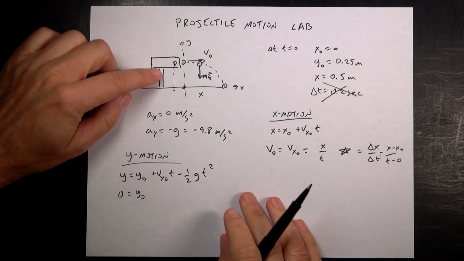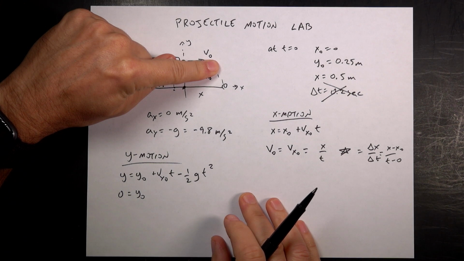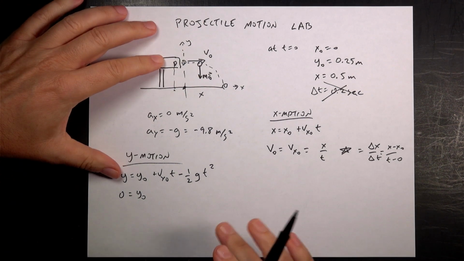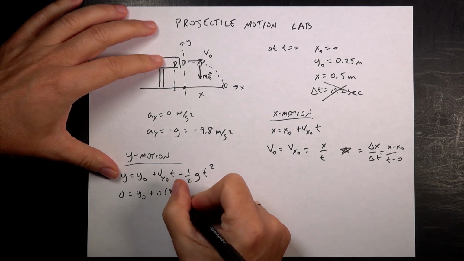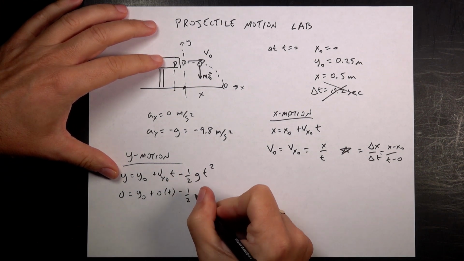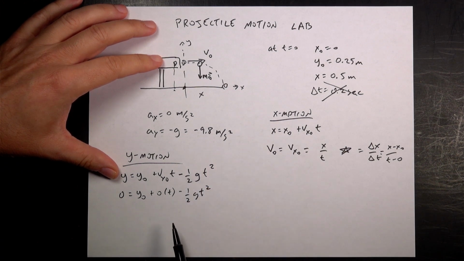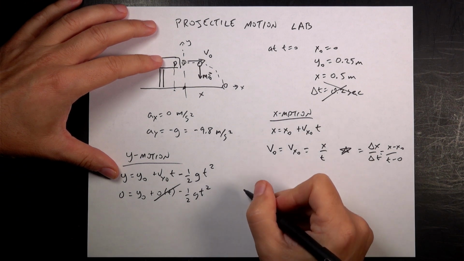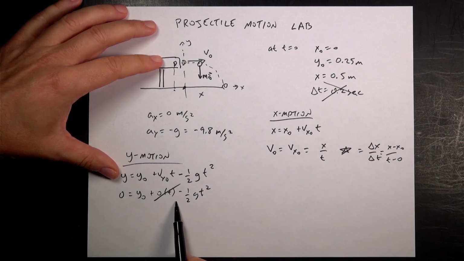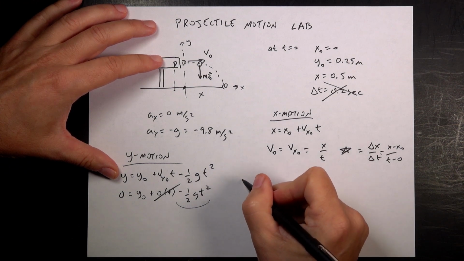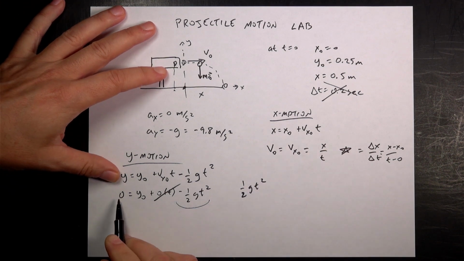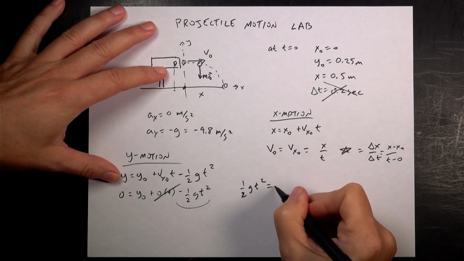What's my initial y velocity? If I shoot it horizontally, then initially the y velocity is not up or down. So the initial y velocity is 0. So this is going to be 0 times t minus 1/2 g t squared. Well, 0 times t is 0, so that whole term goes away. So now I have a very simple equation. I'm going to add this term to both sides. If I add 1/2 g t squared to both sides, I get 1/2 g t squared plus 0 is just 1/2 g t squared, and that's going to be equal to y0.